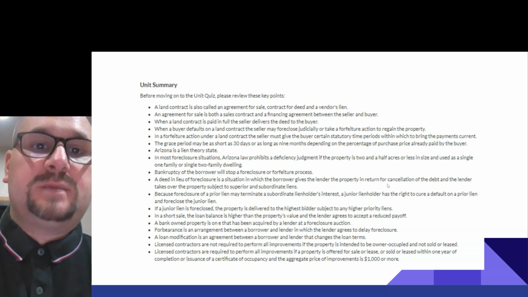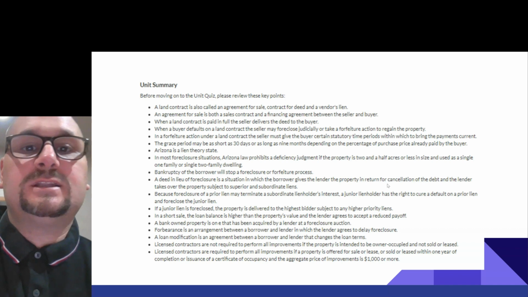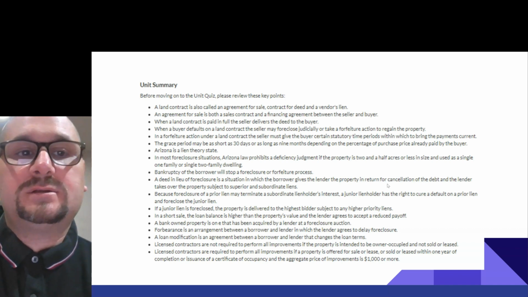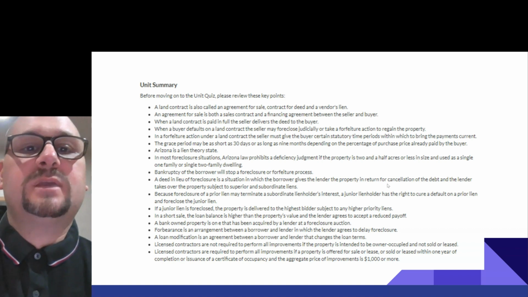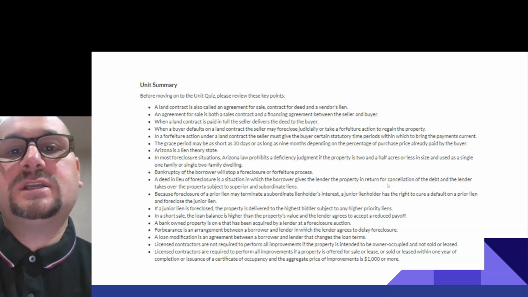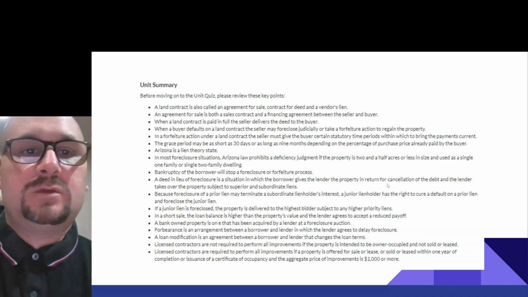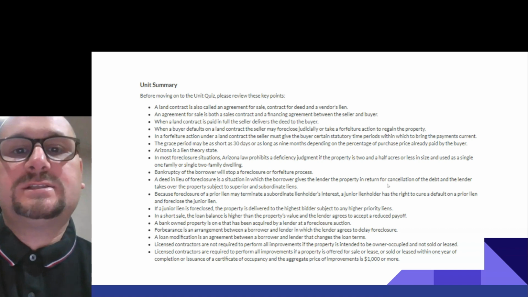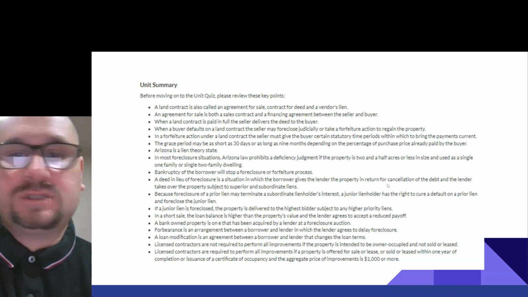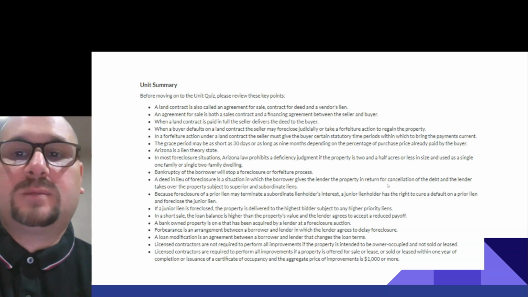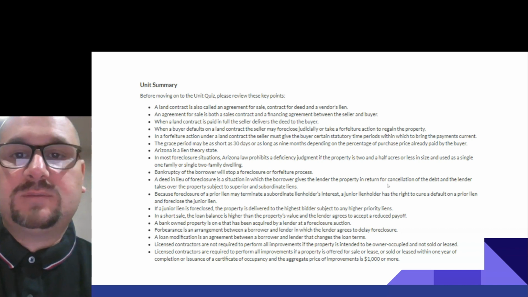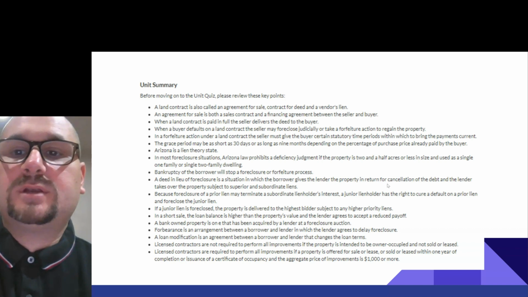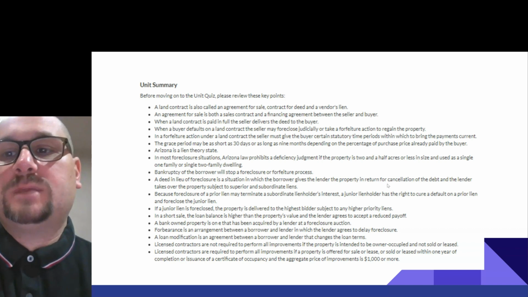When a land contract is paid in full, the seller delivers the deed to the buyer. When a buyer defaults on a land contract, the seller may foreclose judicially or take a forfeiture action to regain the property. In a forfeiture action under a land contract, the seller must give the buyer certain statutory time periods within which to bring the payments current.